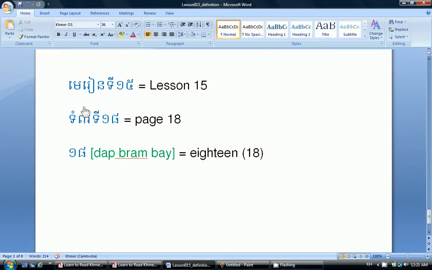Okay, so lesson 15. In Khmer we say Merian ti dapram. It's on page 18, and 18 in Khmer we say dapram bay. So page 18 in Khmer we say tumpo ti dapram bay. Now please take out a piece of paper and pencil and learn how to write the vowels srao and srao and combine them with all the consonants that we have learned so far.